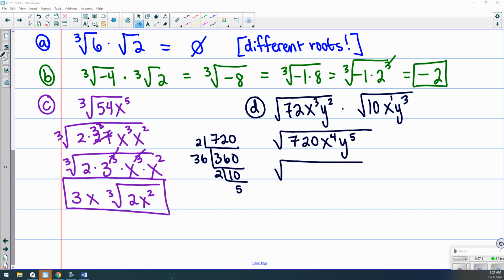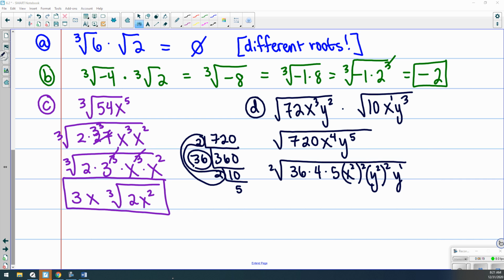I'm going to rewrite this as 36 times 4 times 5. I like it. 36, 2 times 2 is 4, and then I have a 5. I'm looking for a square root, so what I really need to be able to do is cancel out a square and a square root. So I'm going to rewrite x to the fourth as x squared squared. I'm going to rewrite y to the fifth as y squared squared times y. There's my 4 and 5 y's, the way I broke that up.